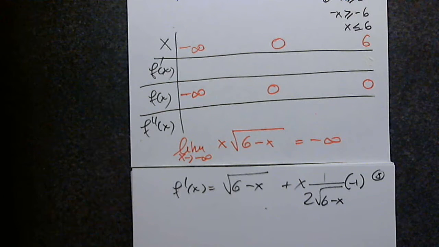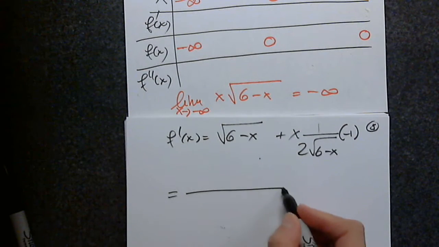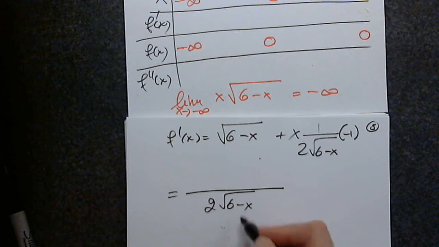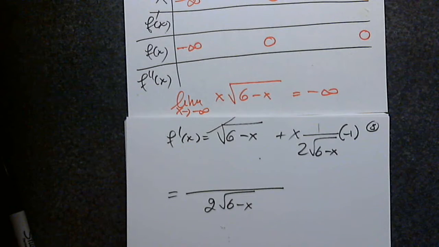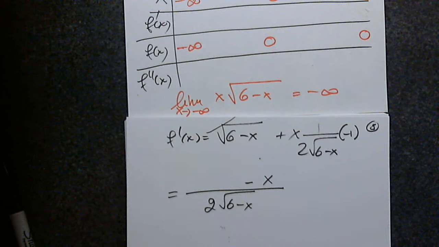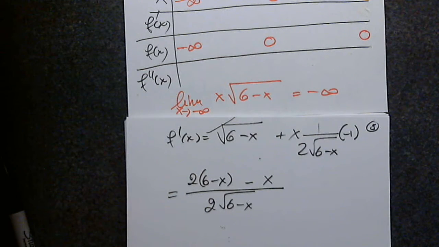Now, of course, I need to work on this expression. What is the least common denominator? 2 the square root of 6 minus x. What do I need to multiply the top of the first fraction? The second one is fine, it's negative x. But I need to multiply the top of the first fraction by 2 the square root of 6 minus x, which is 2 parentheses 6 minus x, because when I multiply the square root of 6 minus x by the square root of 6 minus x, I get 6 minus x. Would you agree?